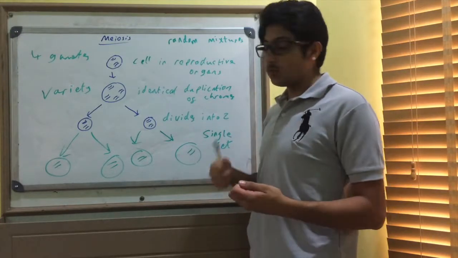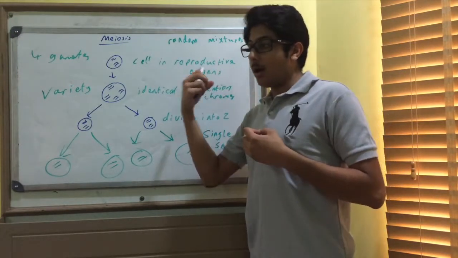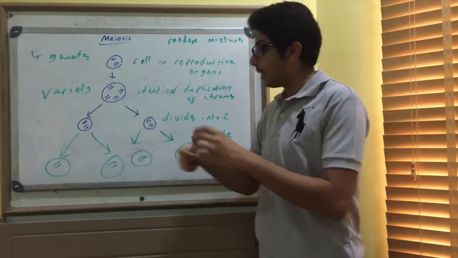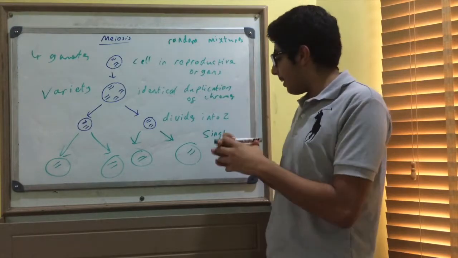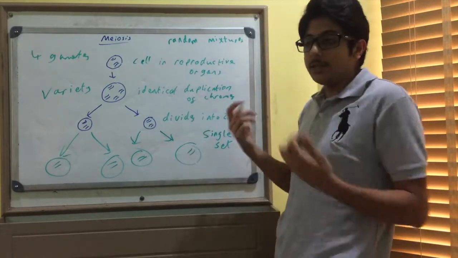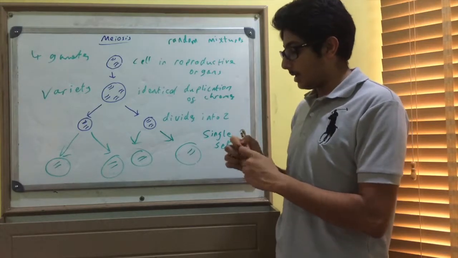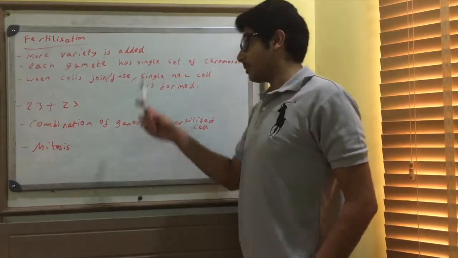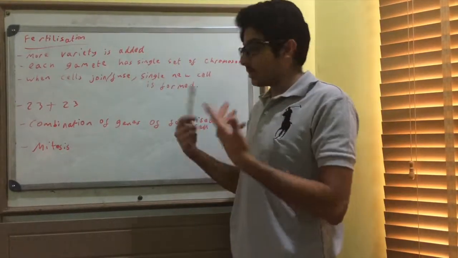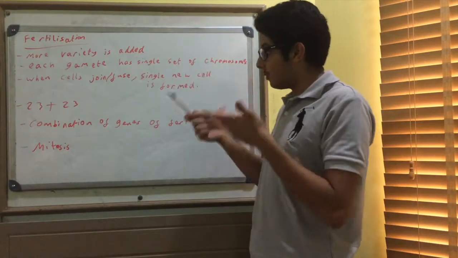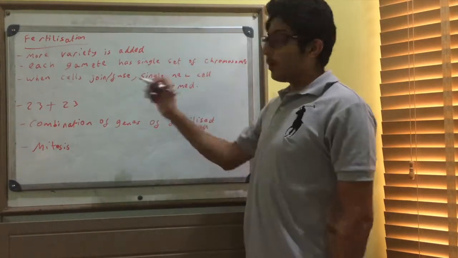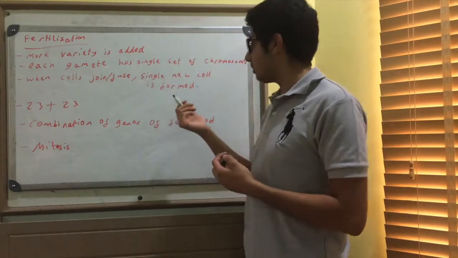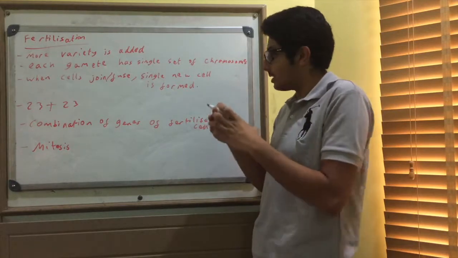And so now they only have half the set of chromosomes. And when they fertilize with the other half from the other sex cell of the other gender, they're going to fuse and combine. So half plus half will then give you a full set of chromosomes. And that's how even more variety is introduced. Next. Okay, so during fertilization, more variety is added, as I just said before. And each gamete has a single set of chromosomes, as we just established. And so when the two gametes fuse and join in fertilization, a single new cell is formed.